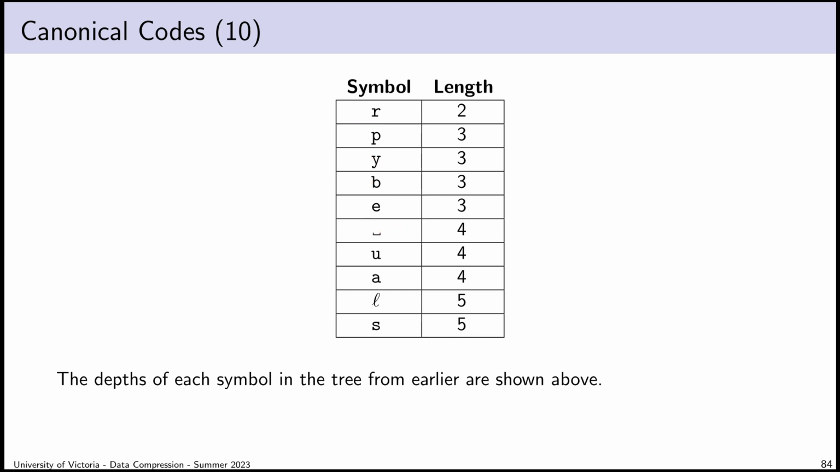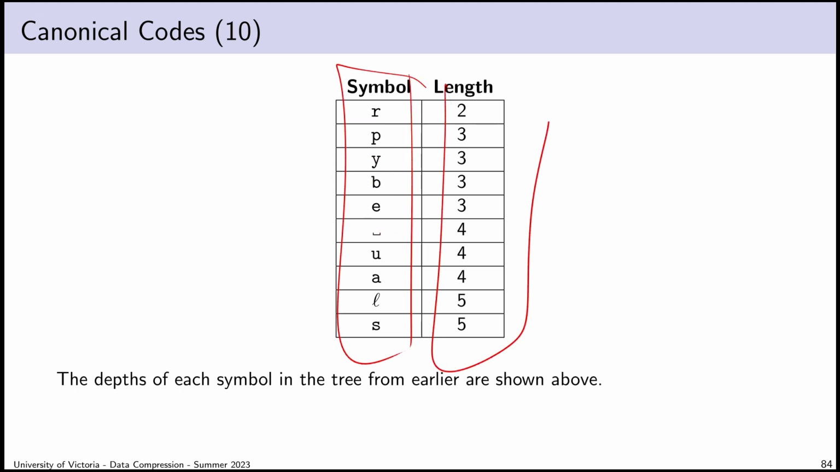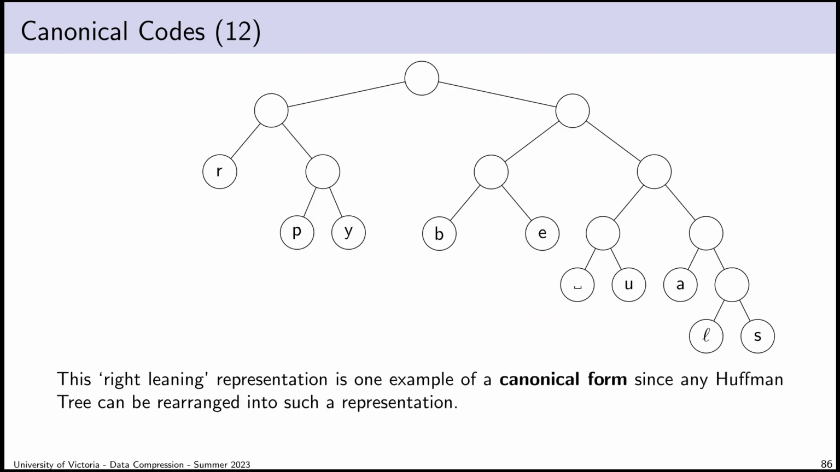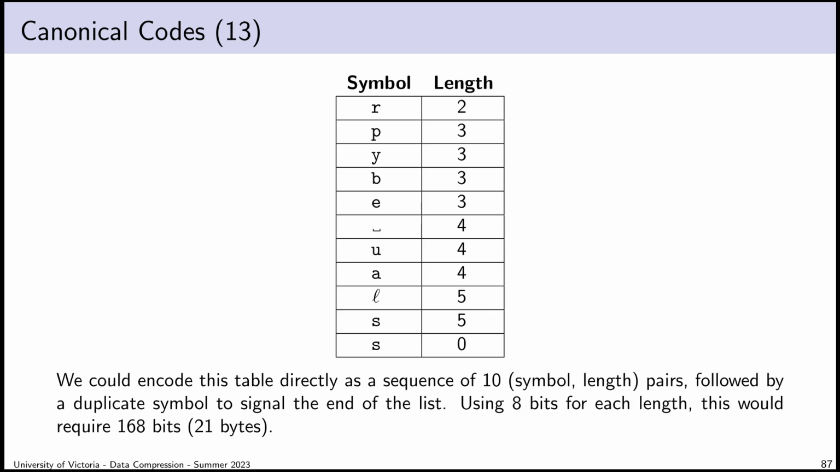But the idea for now is I've got some vector of symbols and a matching vector of lengths, and if I send over each pair of symbol and length, and the decompressor runs the same algorithm that I run, we can end up with exactly the same tree. And so we could argue this tree, this right-leaning tree, the one that the algorithm produces, is an example of a canonical form, because I can rearrange any Huffman tree, or indeed any prefix code tree, into this representation without changing the set of code lengths, which is all I really care about.